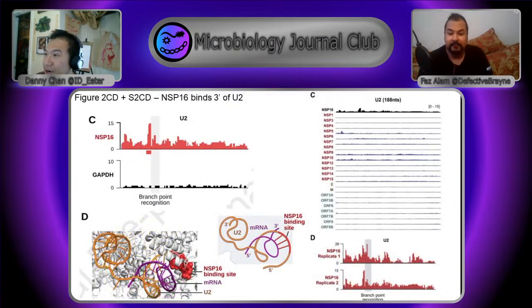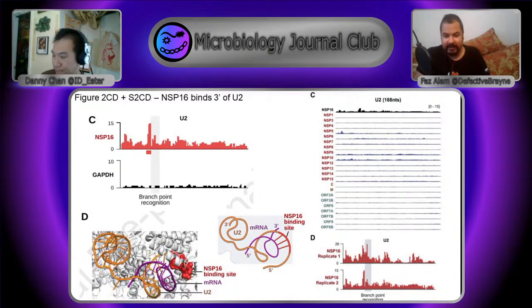So this is all from that first experimental approach, where they looked at the whole set of things that bind to RNA, and then they zoomed in and said, this is really interesting. Here are two spots that NSP16 binds to. They're the same spots that bind to mRNA during the splicing process. So there's a hypothesis you can put out there: this protein inhibits splicing.